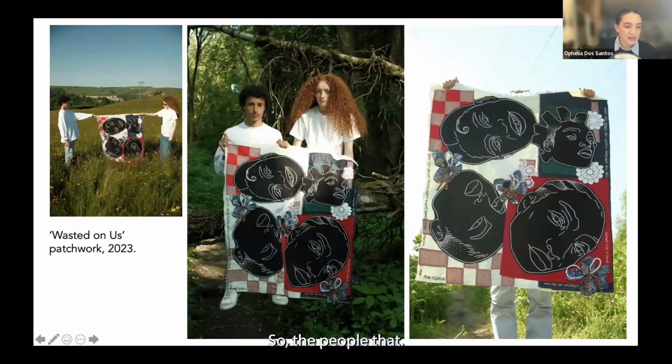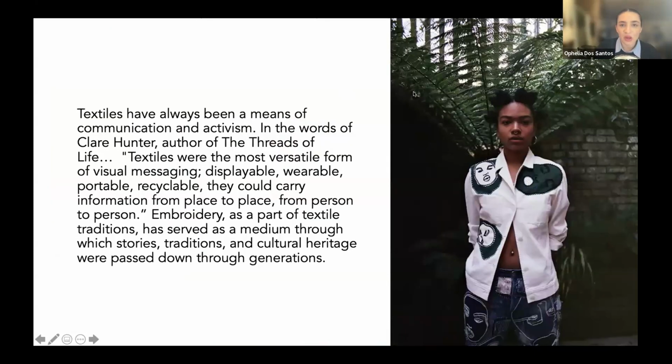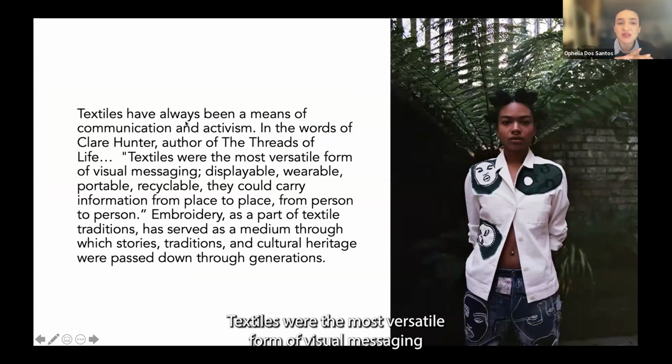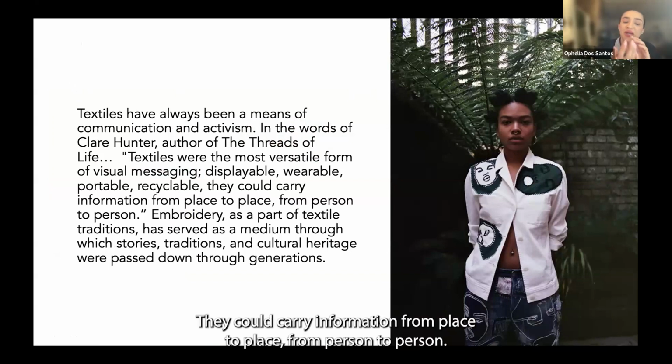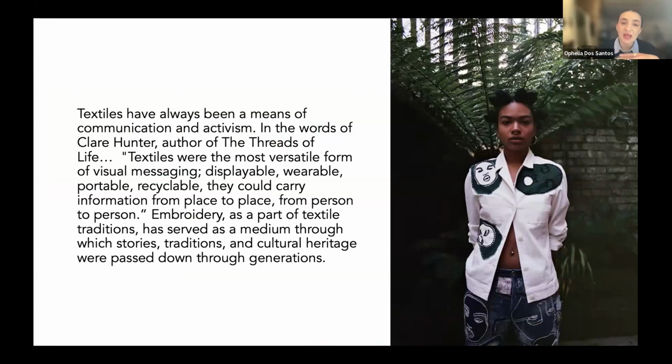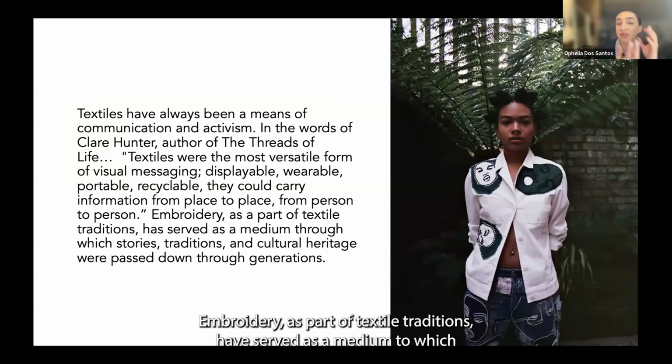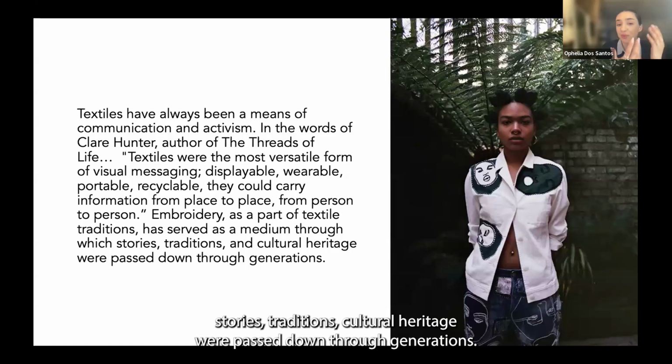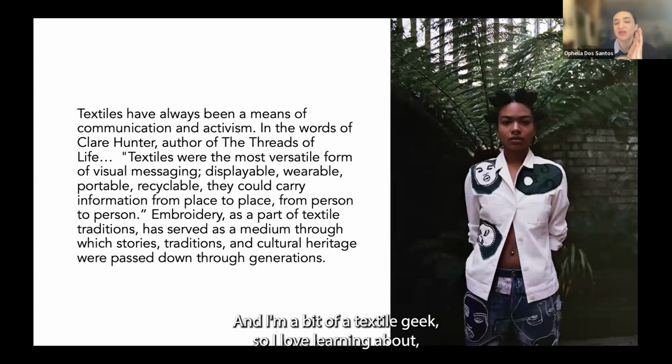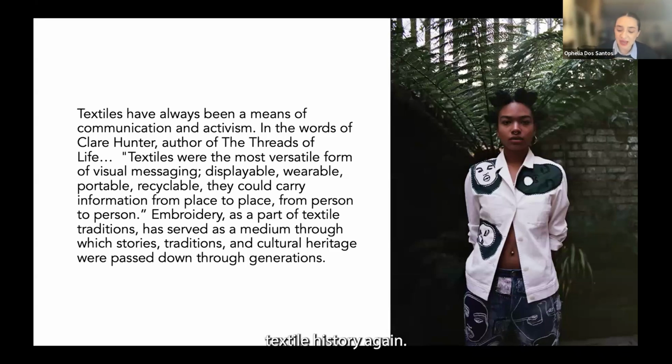So a little bit about that. For anyone that's interested in textiles, there's a great book by Claire Hunter called The Threads of Life. And I really like this quote, so I'm just going to read it out. Textiles were the most versatile form of visual messaging, displayable, wearable, portable, recyclable. They could carry information from place to place, from person to person. Embroidery as part of textile traditions has served as a medium through which stories, traditions, and cultural heritage were passed down through generations. And I'm a bit of a textile geek, so I love learning about textile history. Again, I think it plays an important part in storytelling and preserving stories.